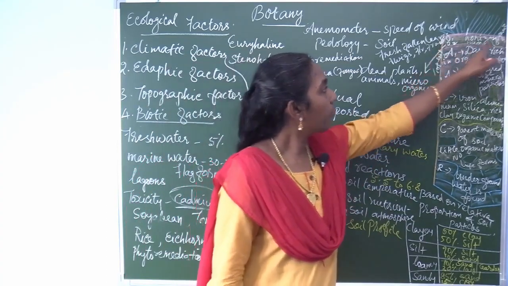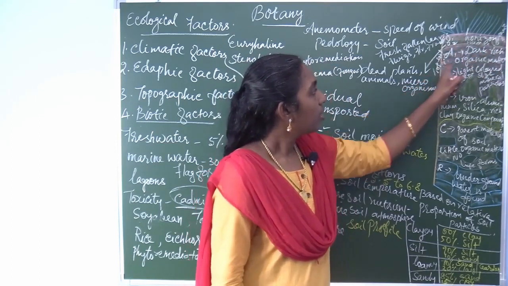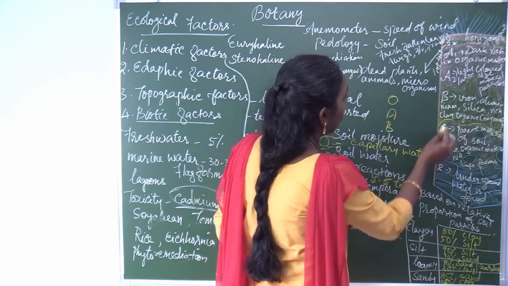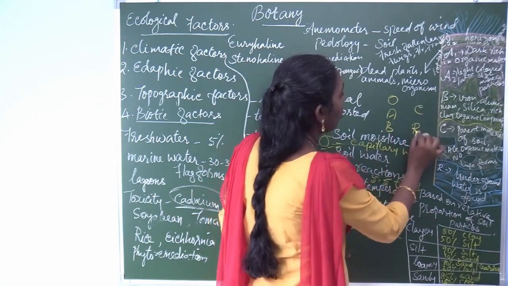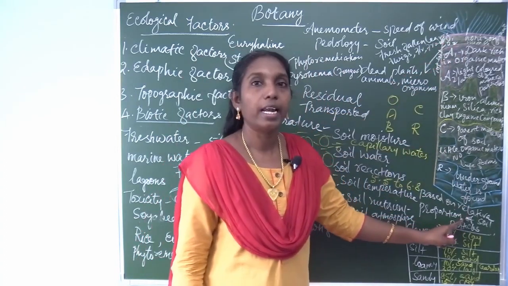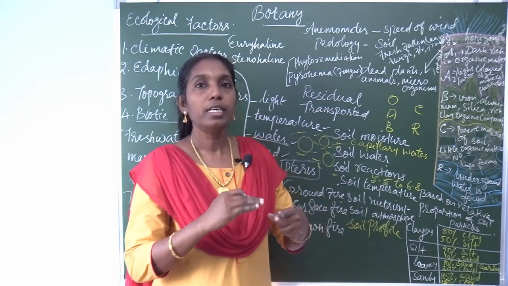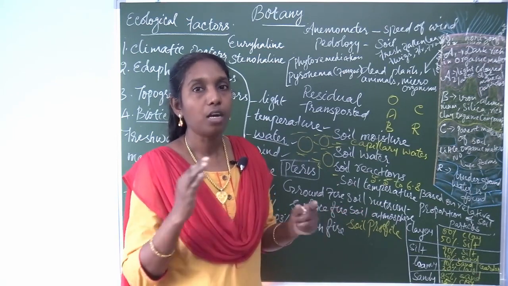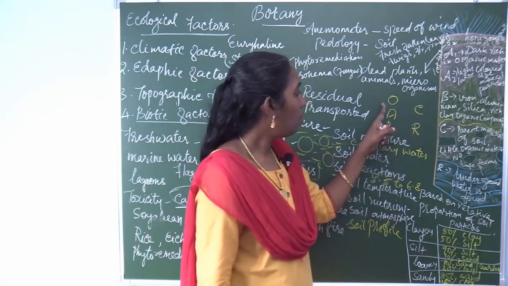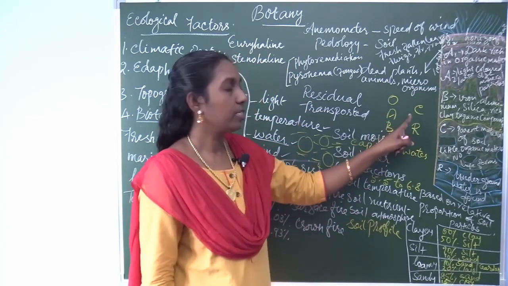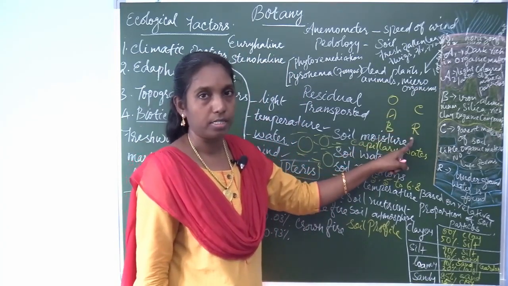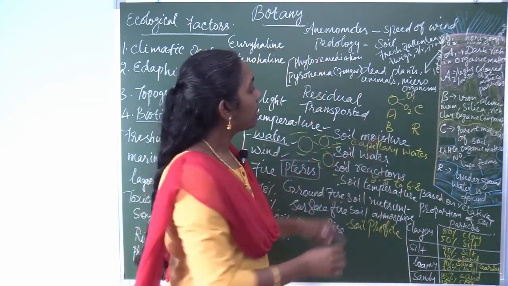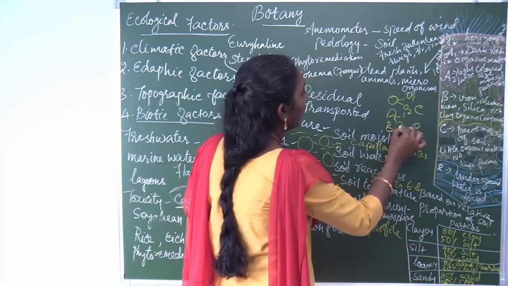The first layer is called the O horizon. The second layer is the A horizon. Then the B horizon, C horizon and R horizon. So these are the layers of soil. Depending on the depth of the soil particles, it is classified into different horizons: O, A, B, C as well as R horizon. The O horizon is classified into O1 and O2. Likewise, the A horizon is divided into A1 and A2.